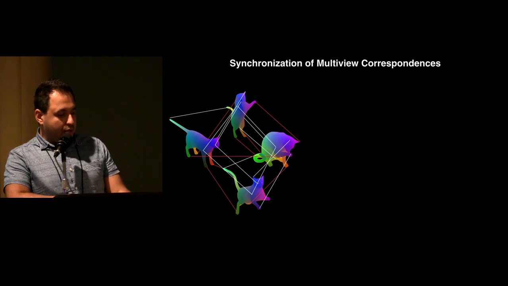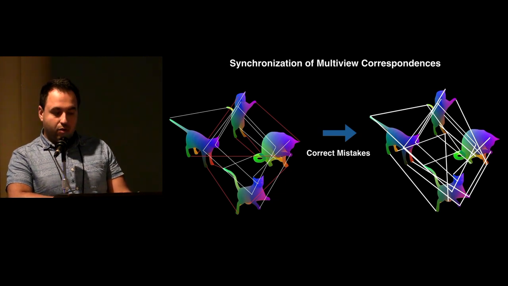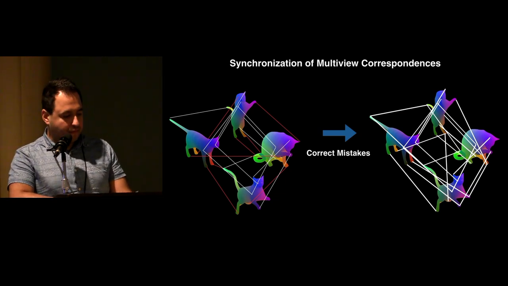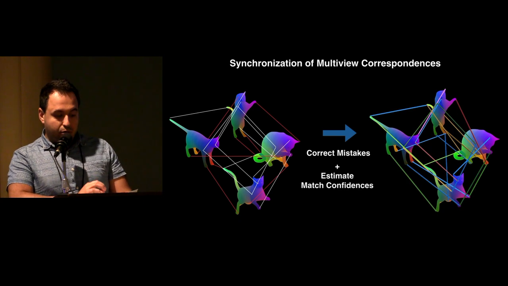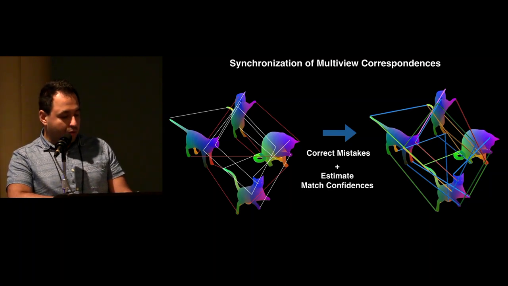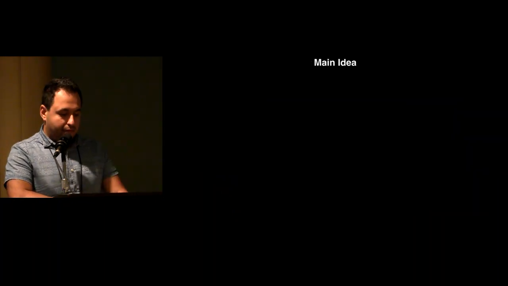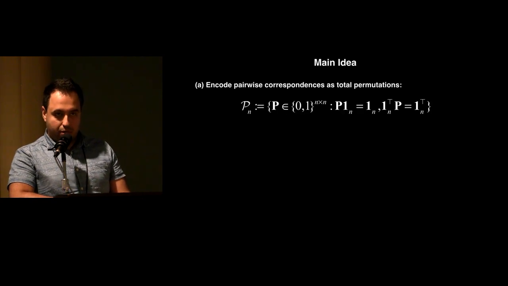Exploiting the loop closures in such a multi-view scenario, our goal is then to correct or improve these matches such that the resulting correspondences are cycle consistent. Moreover, we would like to provide uncertainty or confidence information for the solutions we compute. While this problem can be solved with many previous methods, none of those can yield an estimate of uncertainty. So the main idea is we assume that the pairwise correspondences can be encoded into total permutation matrices.